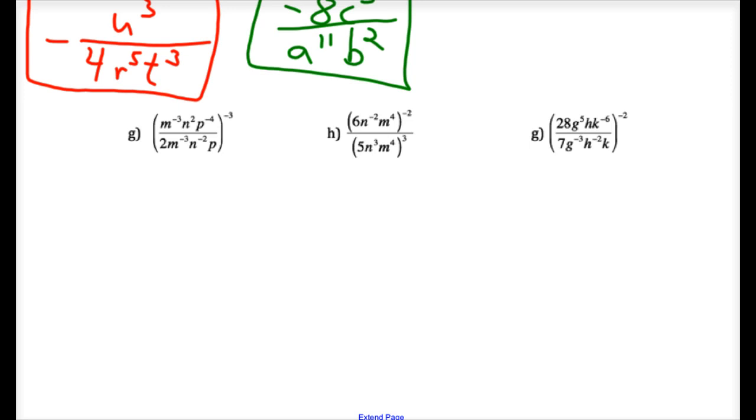All right, now it gets tricky. I bet we'll have one like that. All right, who can take that negative 3 and put it on everything inside the parentheses? Who wants to try that? Henry, put that negative 3 on everything.